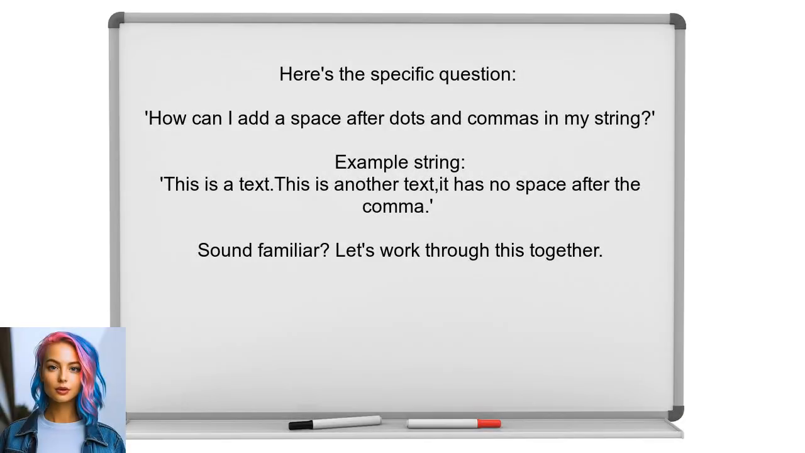Let's dive into the specific question at hand. One user recently asked, how can I add a space after dots and commas in my string? They provided an example string that looks like this. This is a text. This is another text. It has no space after the comma. Sound familiar? If so, let's work through this together.